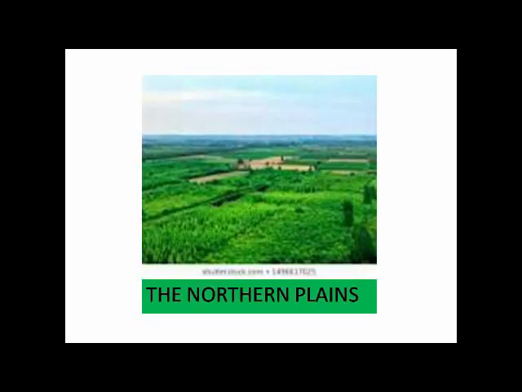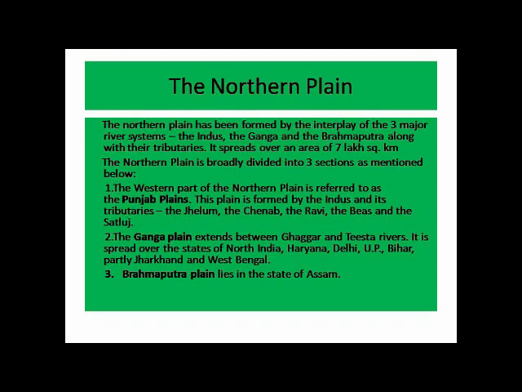Let us move forward and talk about northern plains. The northern plain has been formed by the interplay of three major river systems, the Indus, the Ganga and the Brahmaputra along with their tributaries. It spreads over an area of 7 lakh square kilometers. The northern plain is broadly divided into three sections as mentioned below.